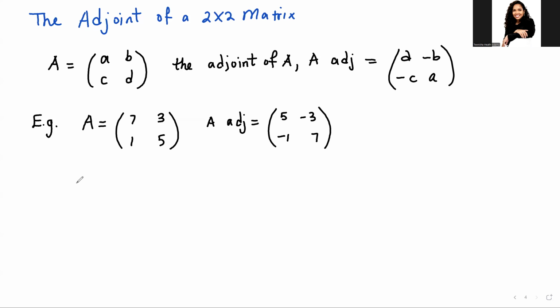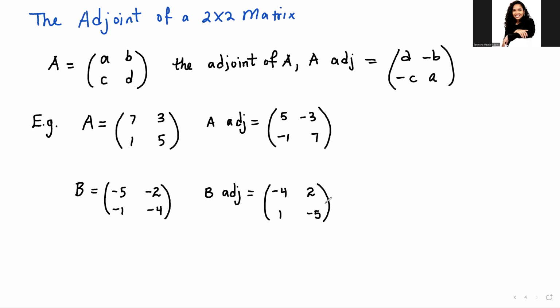All right. Let's say we have another matrix B, and B is equal to -5, -2, -1, -4. Then B adjoint would be equal to, you swap the first and last positions. So this will become -4 and this -5 will go here. And you change the signs of the remaining two. So instead of -2, this will be +2. And instead of -1, this will be +1. Right? Pretty simple.